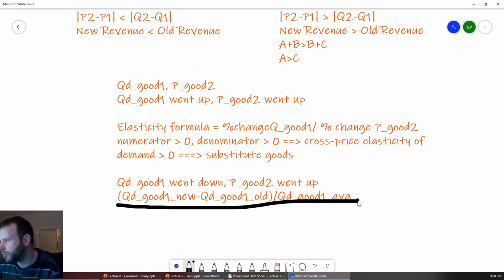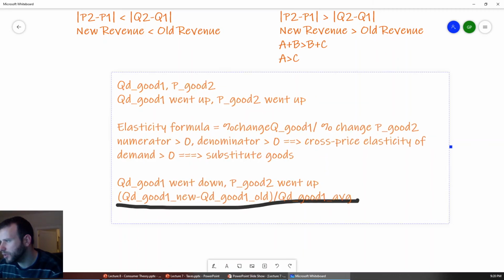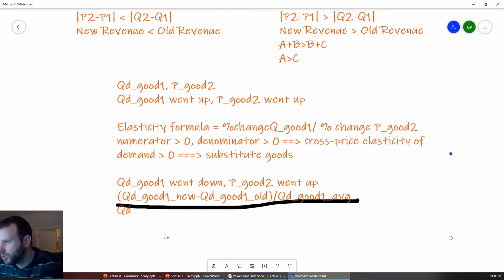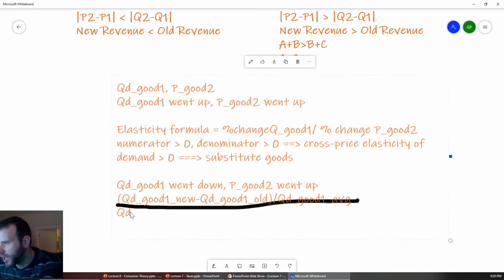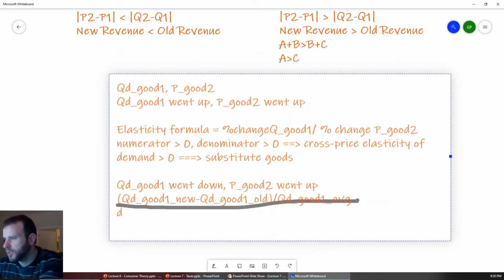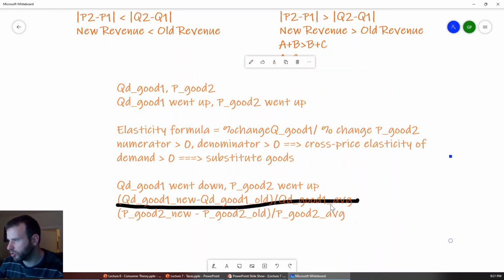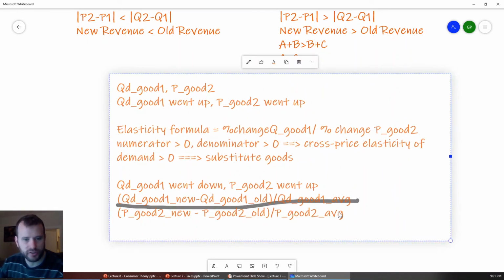This whole thing is going to be divided by P good 2 new minus P good 2 old divided by P good 2 average. Okay. So this portion is always going to be positive, the averages, because you're always going to be dealing with positive prices and positive quantities. Okay. What about this portion here?